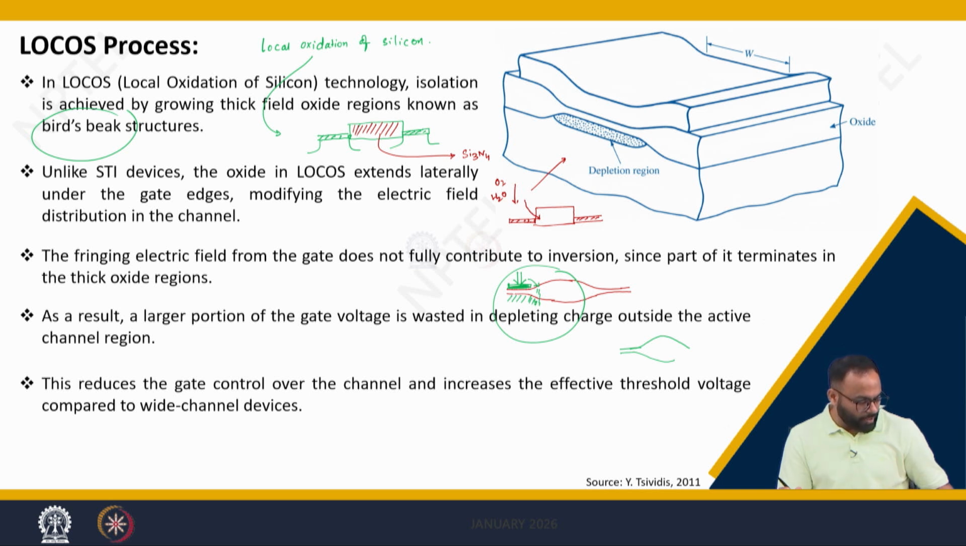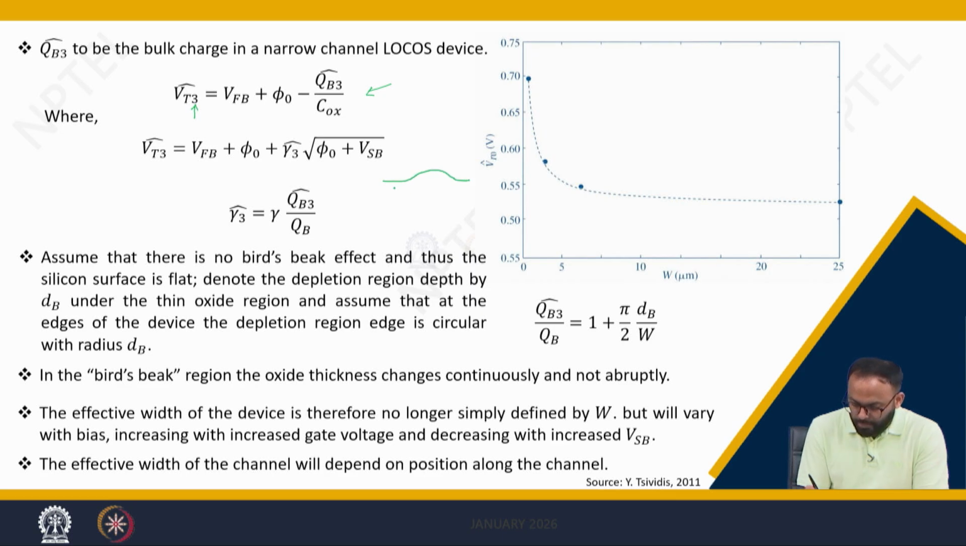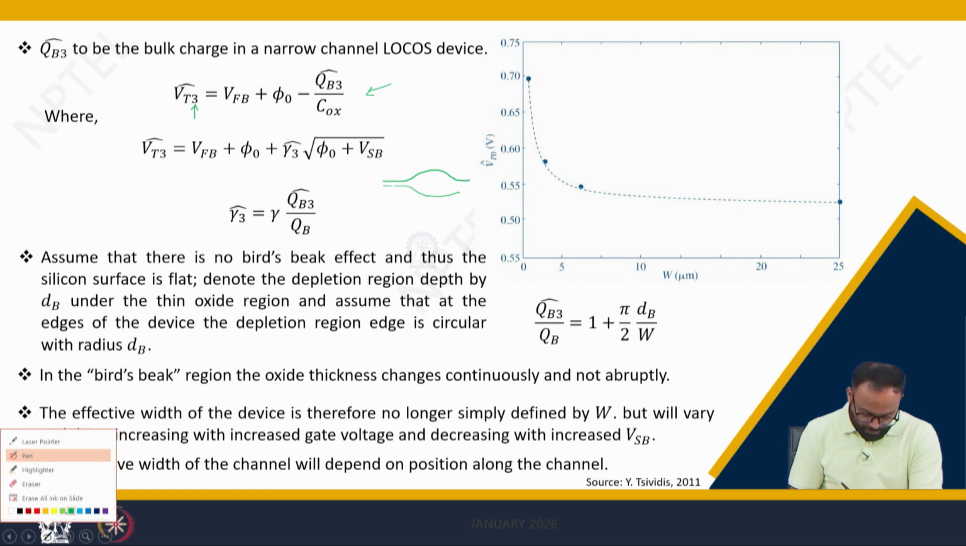Let us see how we can incorporate this charge sharing effect in terms of equations. Again here we are defining a subscript 3. So this is the third charge sharing effect we are discussing. The first one was charge sharing due to small channel length, the second was due to the STI process, and the third is due to the LOCOS process. So what happens is, as we said, because of this bird's beak structure, the gate should do an extra effort.